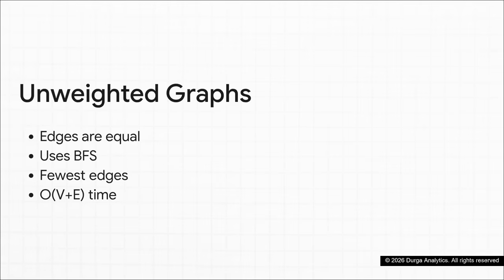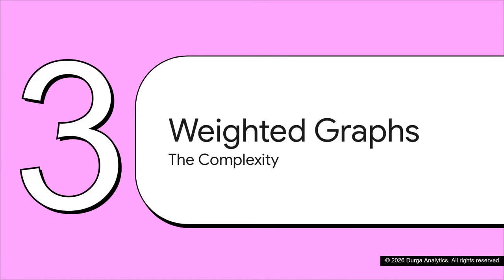It is incredibly efficient. When you're routing, say, internal API requests where every server hop is identical, BFS is your best friend for sure.